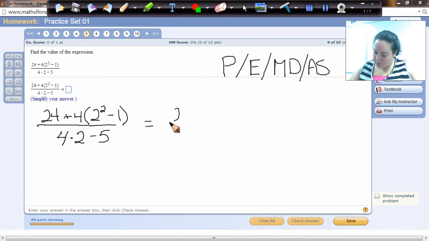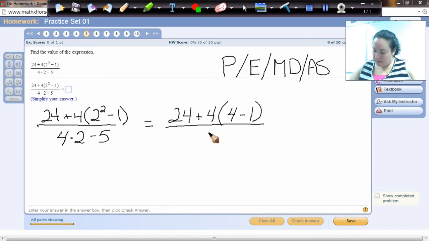We have 24 plus 4. I'm just going to copy everything down except for the part that I'm working on. We have 2 squared is 4 minus 1 divided by, and on the bottom we're also going to use order of operations. Okay, so we're working on the top and the bottom separately. On the bottom we're going to use order of operations that tell us parentheses first, none, exponents, none, so we'll do multiplication and division. So multiplication, we have 4 times 2 is 8, and then minus 5. Great.